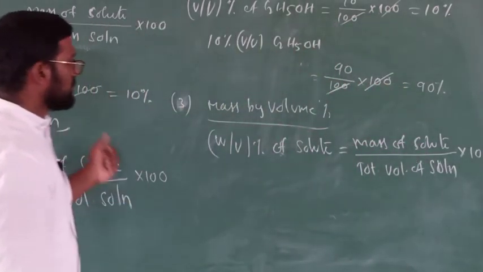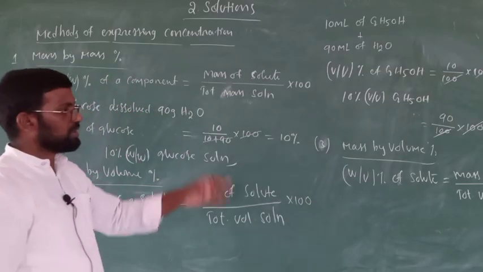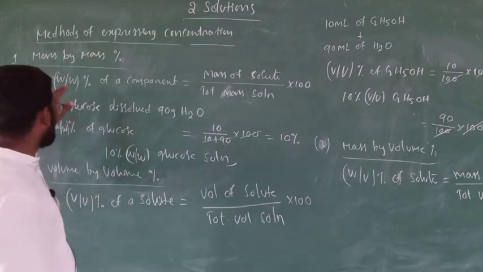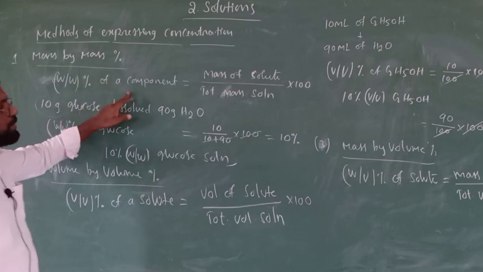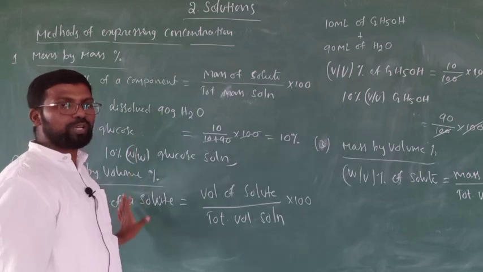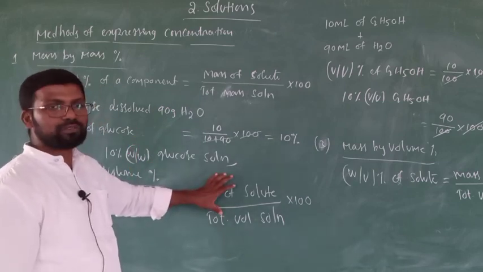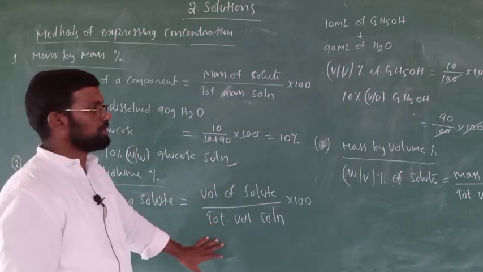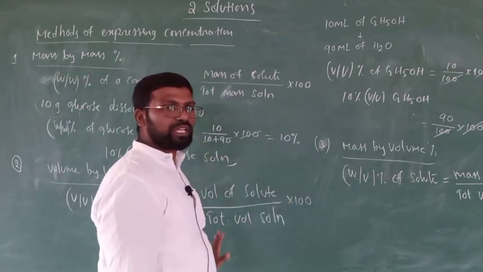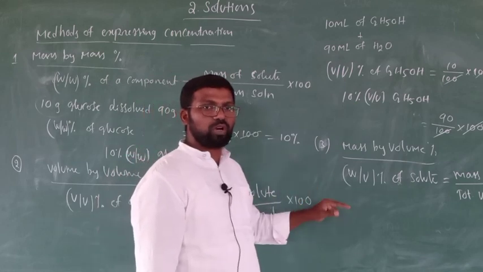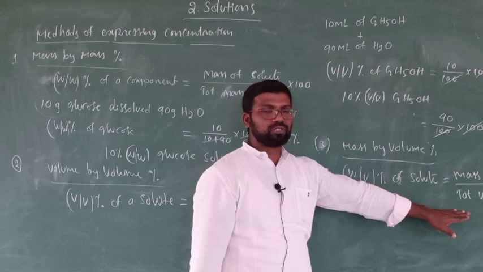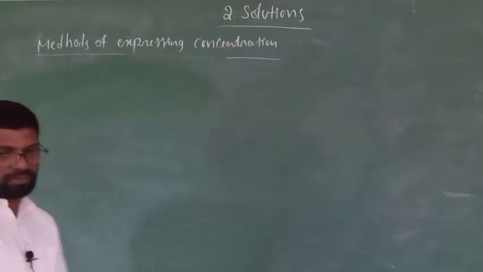Okay, these are the three methods. See, there is a lot of similarity in these three methods. The formulas are very similar. In mass by mass percentage, it is mass of the component by total mass of the solution. In volume by volume percentage, it is volume of the component by total volume of the solution. Here the first one is mass, the second one is volume, and the third one is mass by volume. So mass of the component by total volume of the solution into 100, right?